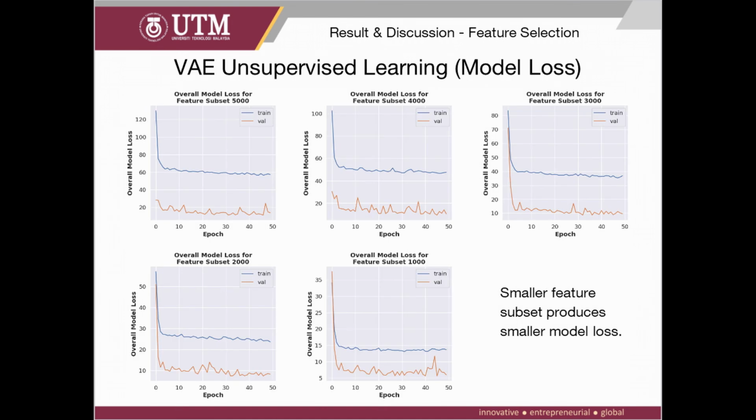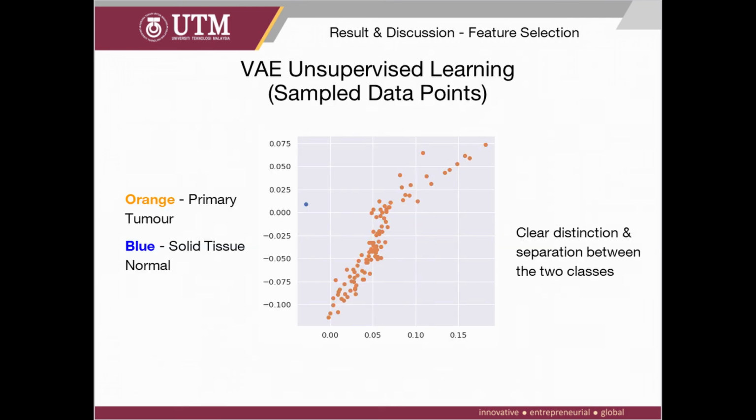Next, we will look at the VAE results. Starting with the VAE unsupervised learning model loss, it is observed that the model loss is able to converge. Smaller feature subsets also produce smaller model loss. This image shows the visualization of the sample data points using two randomly selected features. It can be seen that the VAE model is able to sample data points which have clear separation between classes.